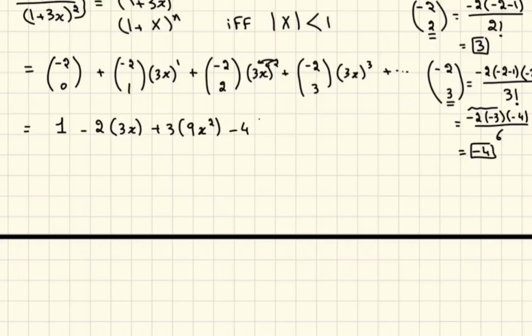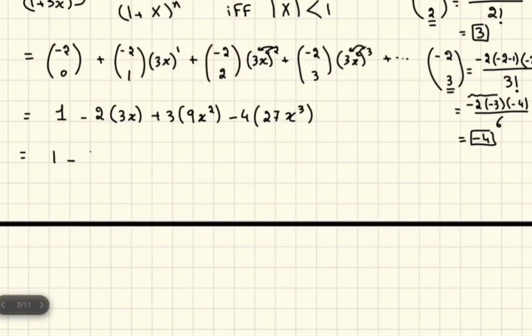So I write minus 4, and I distribute the cube for the 3 and for the x. 3 cubed is not 9. So it's not 3 times 3. It's a 3 multiplied by itself 3 times, so it's 27 x cubed. Now, when we simplify this, we get 1 minus 6x plus 27x squared minus 108x cubed. And this is what they're asking you to do.